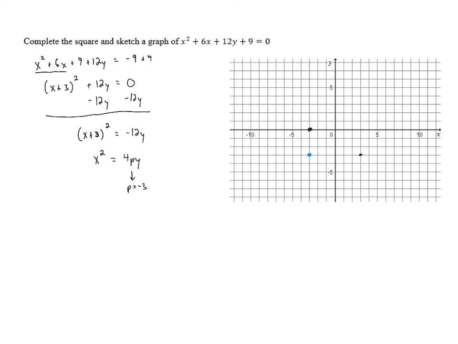And once we have those, we can sketch the graph of the parabola because we've got the vertex, we've got the focal diameter, so we've got our graph. And this is the graph of x squared plus 6x plus 12y plus 9 equals 0.